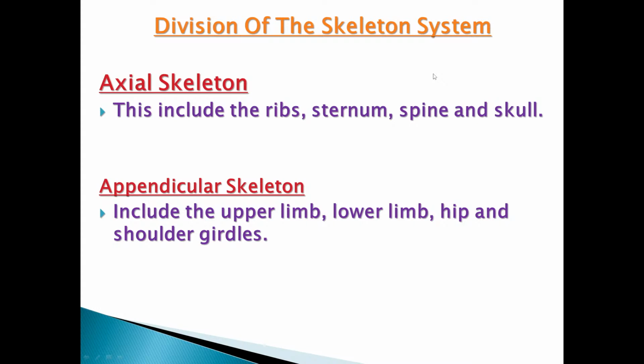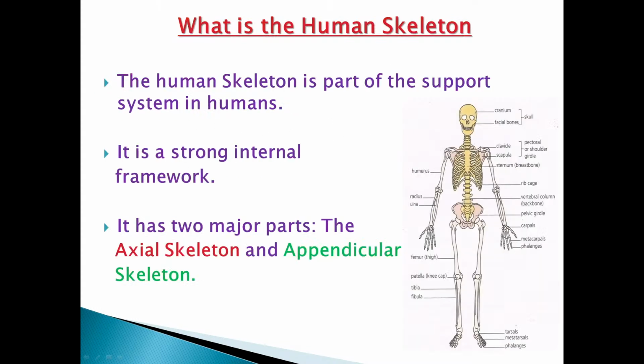As for the axial skeleton, they are saying that it is made up of the ribs, the sternum, the spine, and the skull. Looking on the diagram where those parts are, as for the ribs, that is the ribs. As for the sternum, that is the bone at the middle, the center of the chest. It is also known as the breastbone, and the spine is around the back, the backbone.